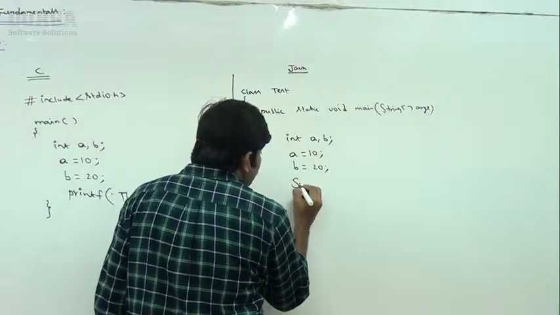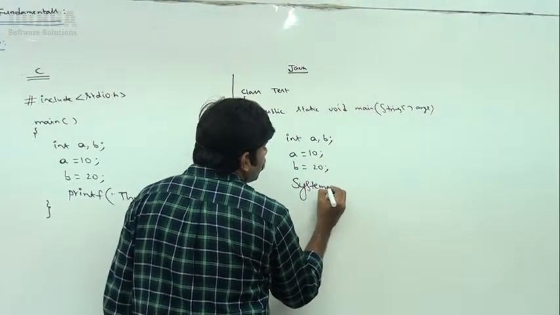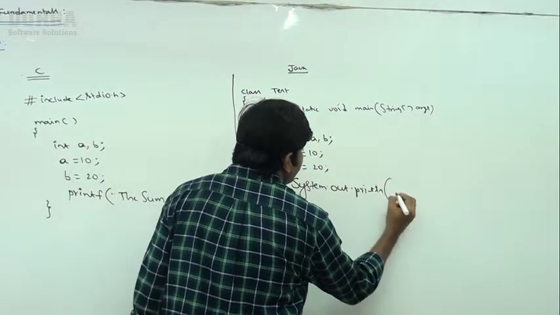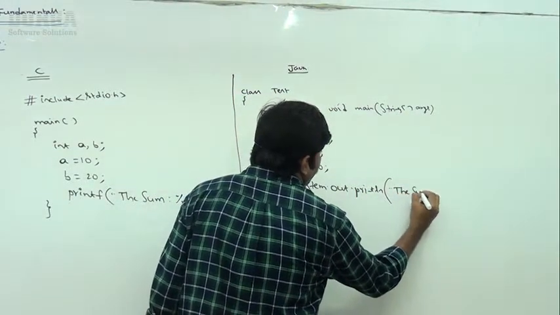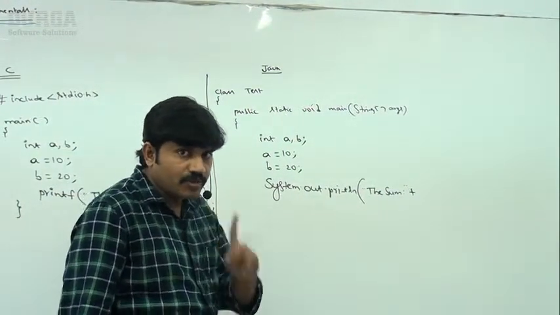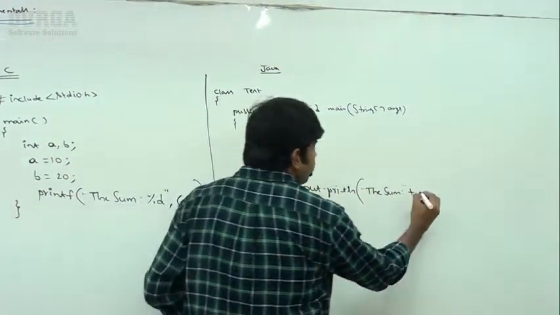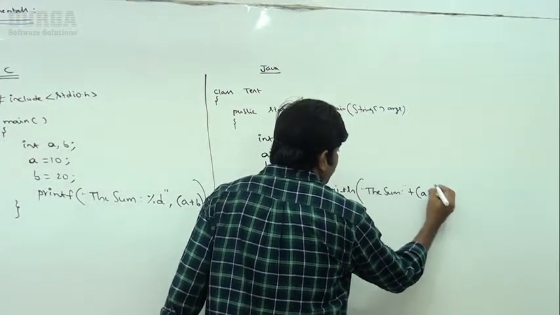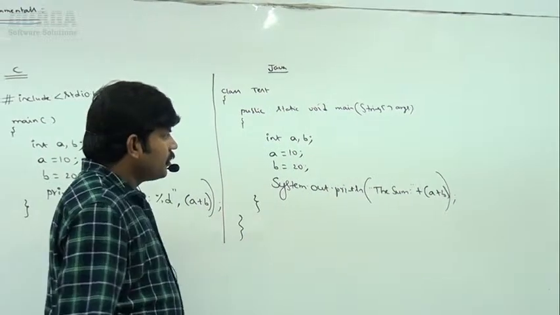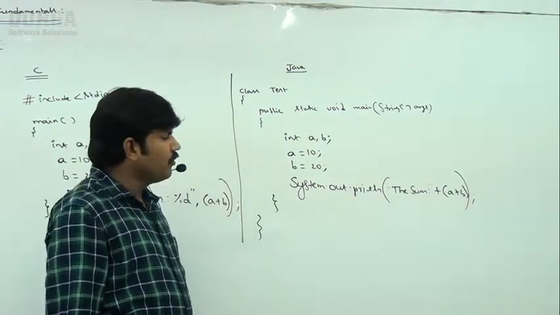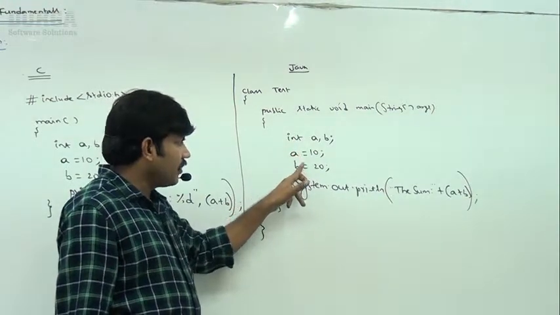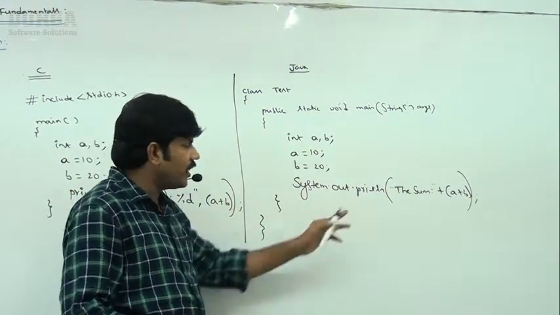Now System.out.println("The sum is " + a + b). I'm using plus because println always takes only one argument. End of this one. Do you know how many lines of code we wrote? Multiple lines of code, sir. We have to declare, initialize, and then print the sum.